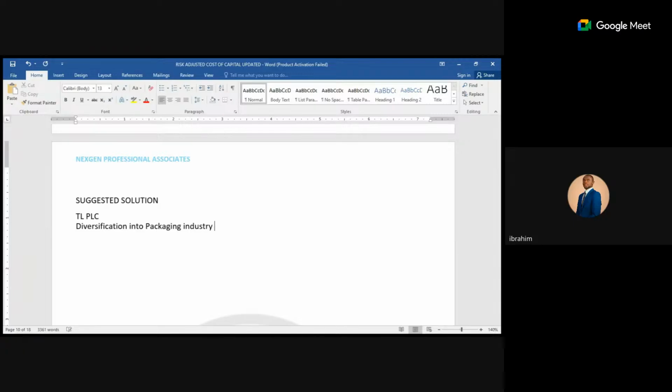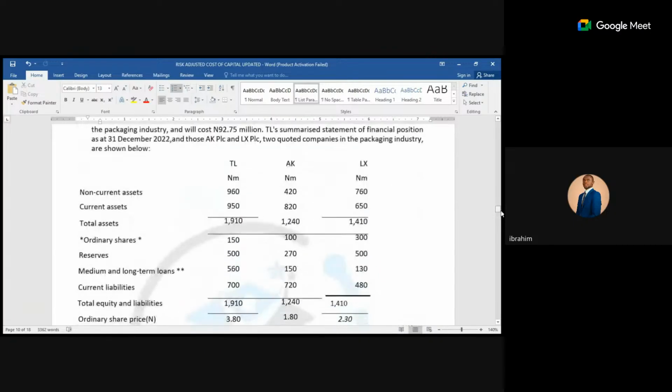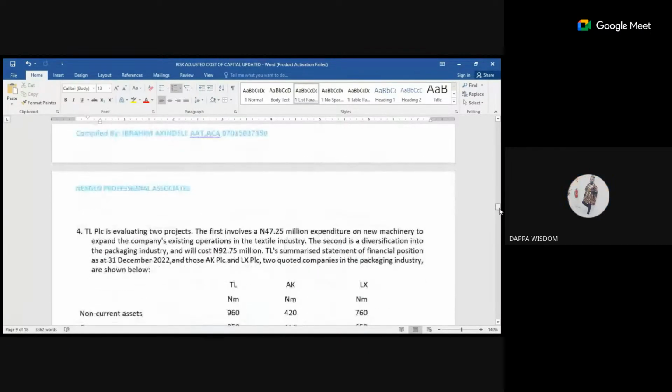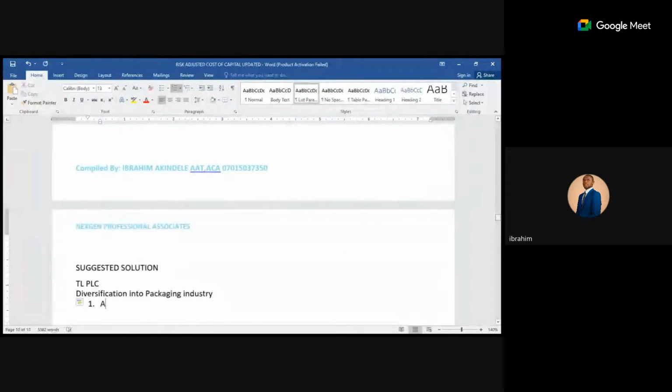Industry. So we'll identify the proxy companies. Number one. So what are the proxy companies, class? AK and LS.